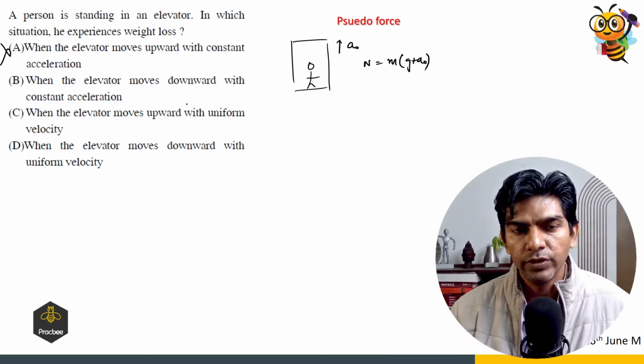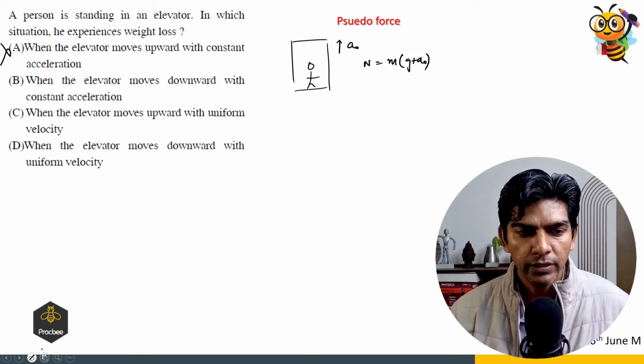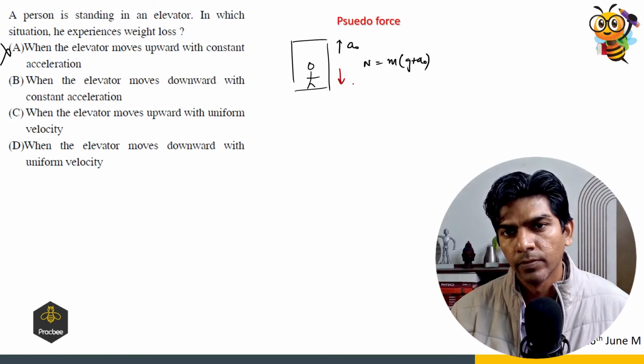Next options: when the elevator is moving down with a constant acceleration, when the elevator is moving up with a uniform velocity, and when the elevator is moving down with a uniform velocity. Let us see. So B, when the elevator is going down with a constant acceleration, let me call this A1.